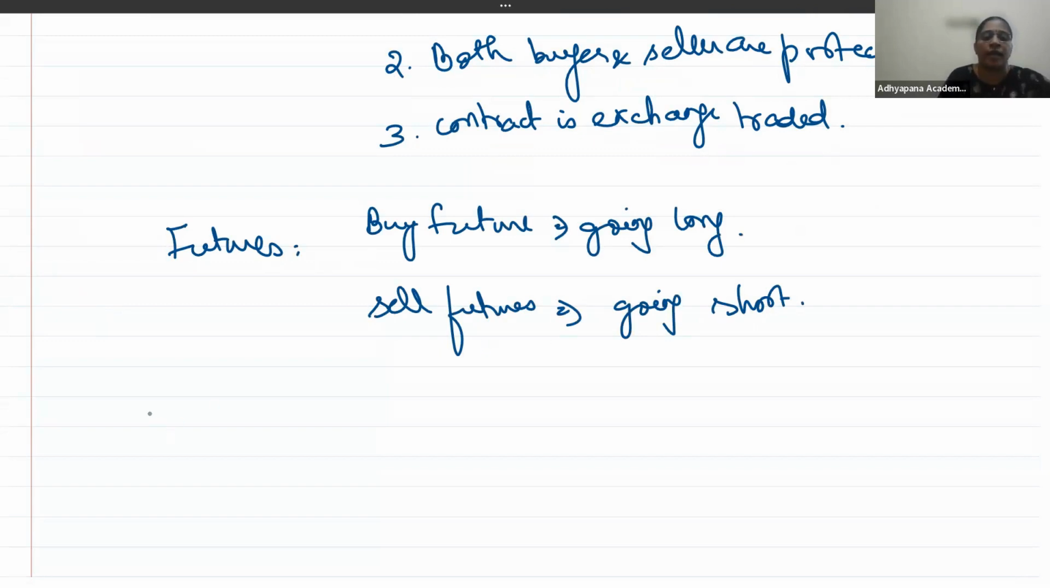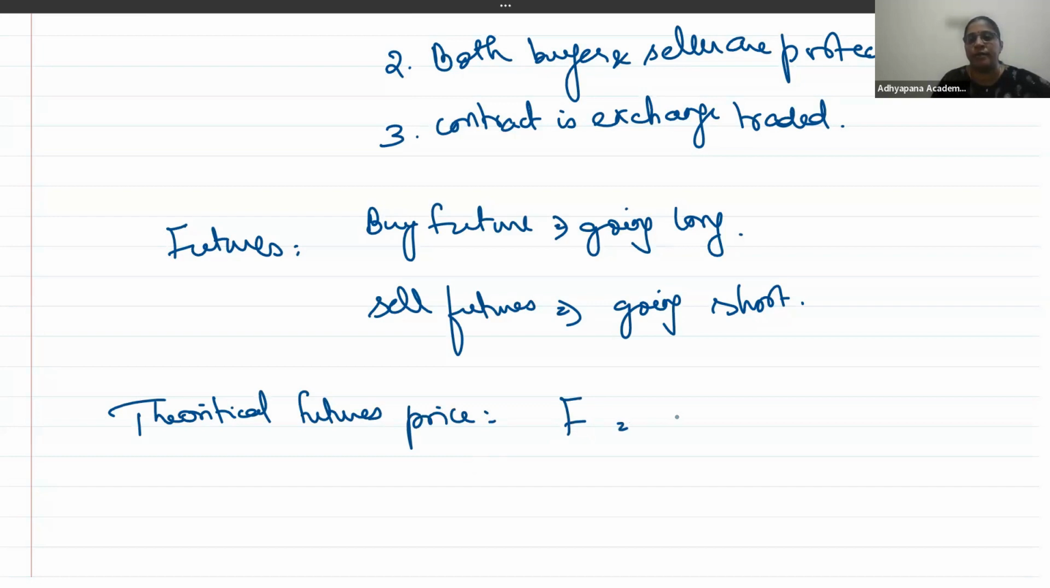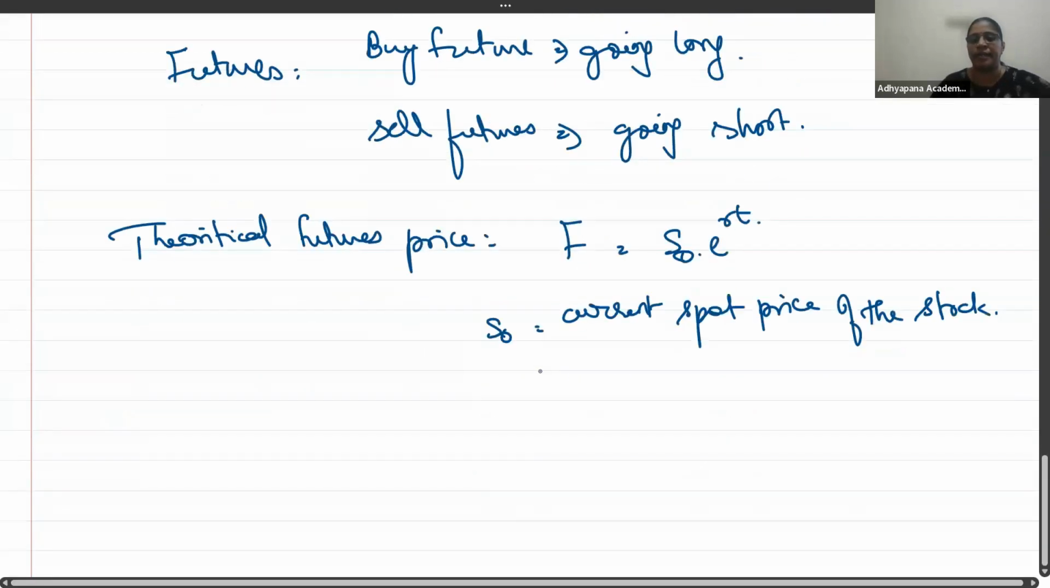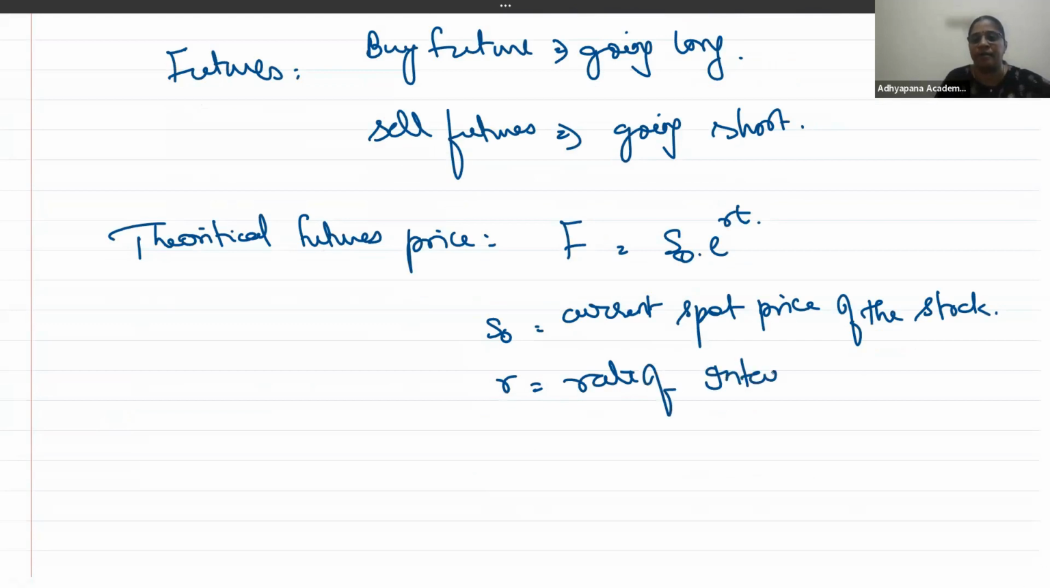So how do you calculate the futures price? Okay, so computation of the theoretical futures price. The theoretical futures price is calculated as F = S0 × e^(RT). What is S0? S0 is the current spot price of the stock. R is the rate of interest, and T is the term.